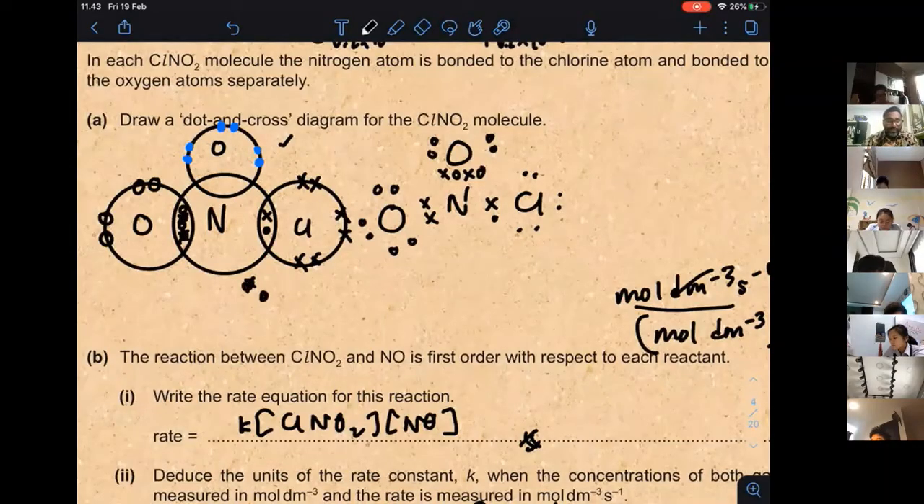If I count the total number of electrons, I have 4 electrons and another 2 electrons shared with the chlorine. So I have 6 electrons surrounding nitrogen. In order to reach that octet structure, I need 8 electrons.